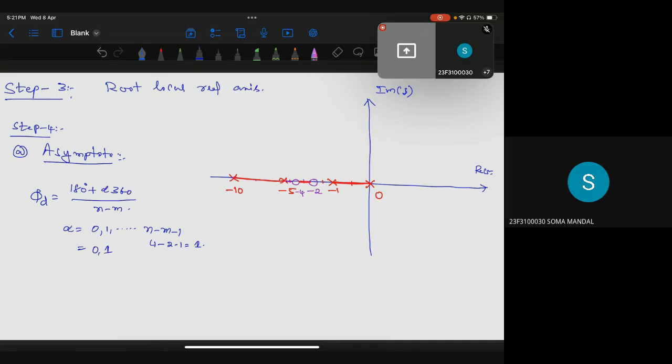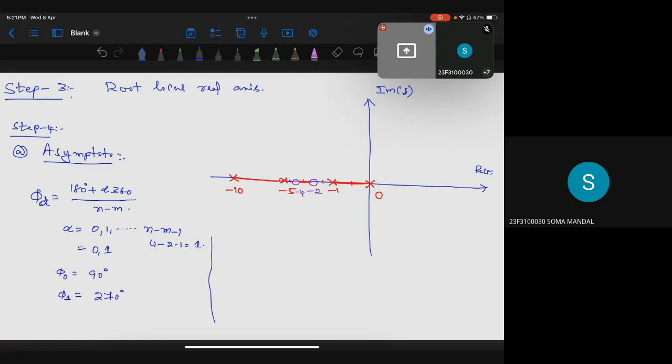Now when you substitute, you'll have pi times 0 and pi times 1. When you substitute alpha equal to 0, you'll get 90 degrees. When you substitute alpha equal to 1, you'll get 270 degrees. Is this step clear?